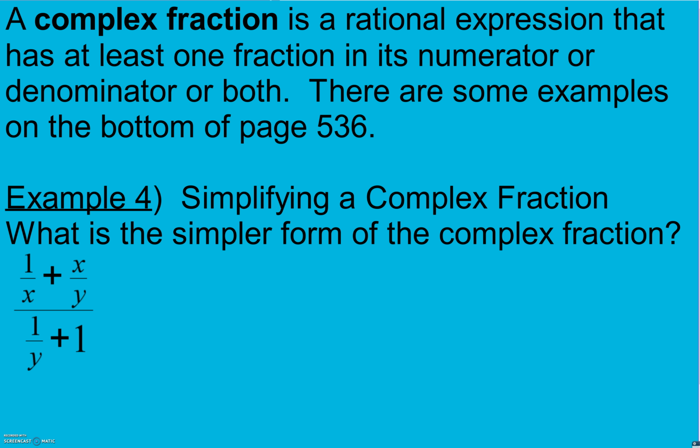The way that I'm going to show you is to simplify your numerator, simplify your denominator, and then divide. So I'm going to treat these as two separate problems to start with. First thing I'm going to do is I'm going to add my numerator. My common denominator here is x, y. I'm missing a y, so I'm going to multiply by y. Here I'm missing the x, so I'm going to multiply by the x.